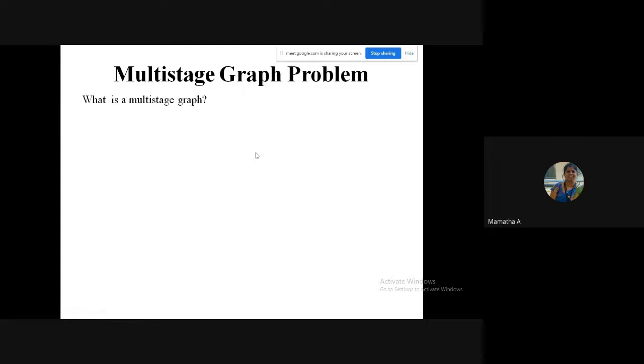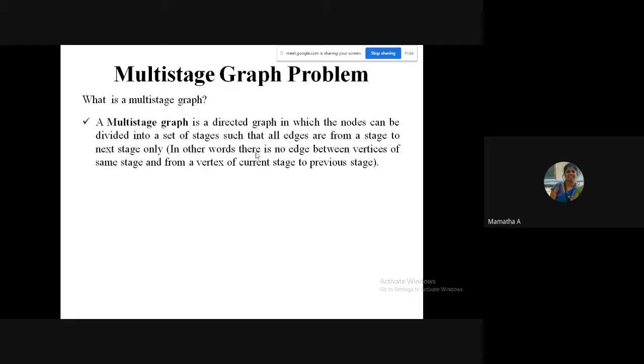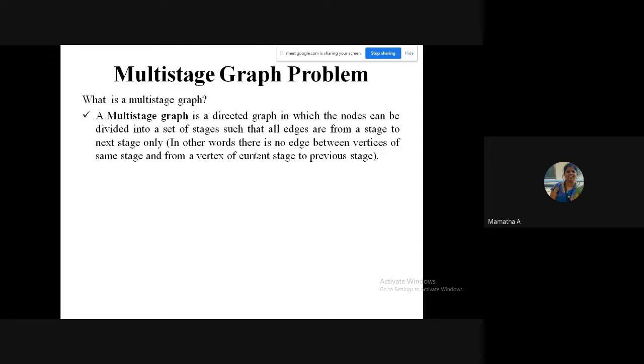Very simple. It's again a directed graph wherein you have the nodes divided into a set of stages, for example 5 stages or 4 stages or 8 stages, wherein there is a convention that the edges in the graph are supposed to move from one stage to the next stage only. Meaning, you cannot have edges between vertices in the same stage. Hope you are all getting it. So, one stage to another stage.